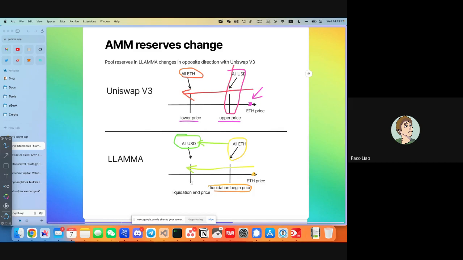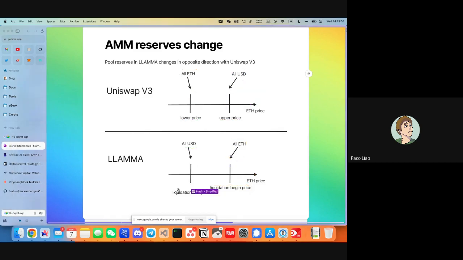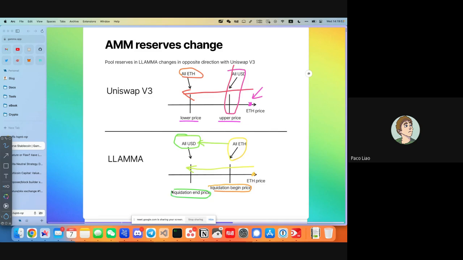And at this liquidation end price, all your ETH will be converted to USD. So there's no risk for the protocol. If this USD amount is greater than your debt, the protocol will be healthy and the risk is low for the protocol. And if the price goes back, the USD will be converted back to ETH.